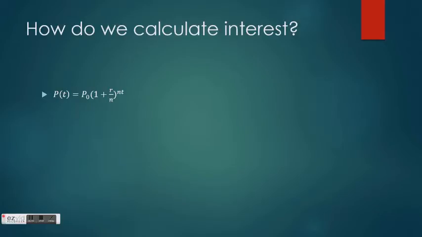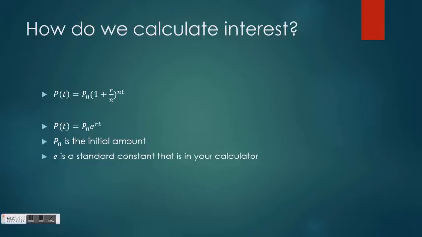Be careful about that. If it does not tell you how often it is compounded, then you can't use this formula. You'll instead use this formula, which is also known as PERT, which has variables of P0, which is the initial amount, e, which is a standard constant that's in your calculator. It should be above the ln button.